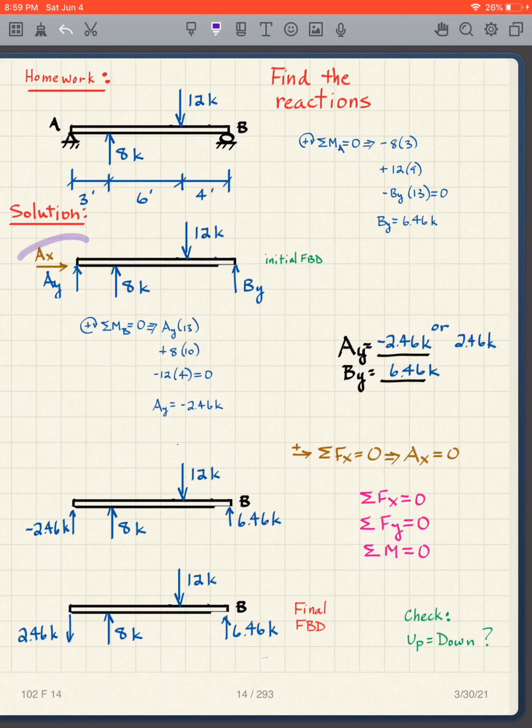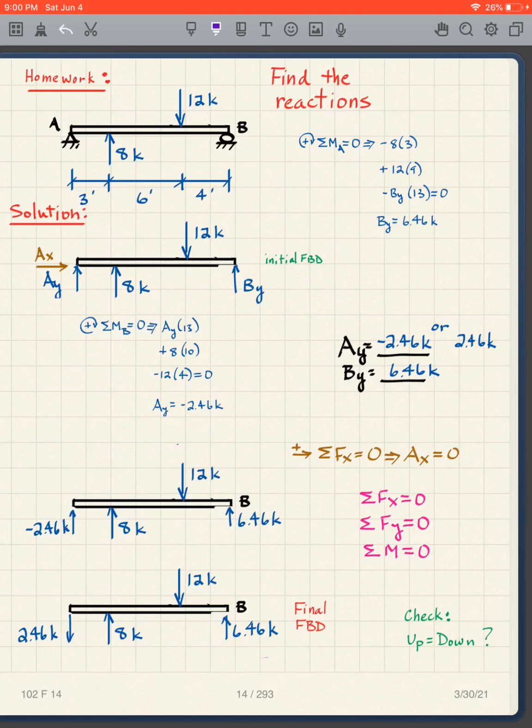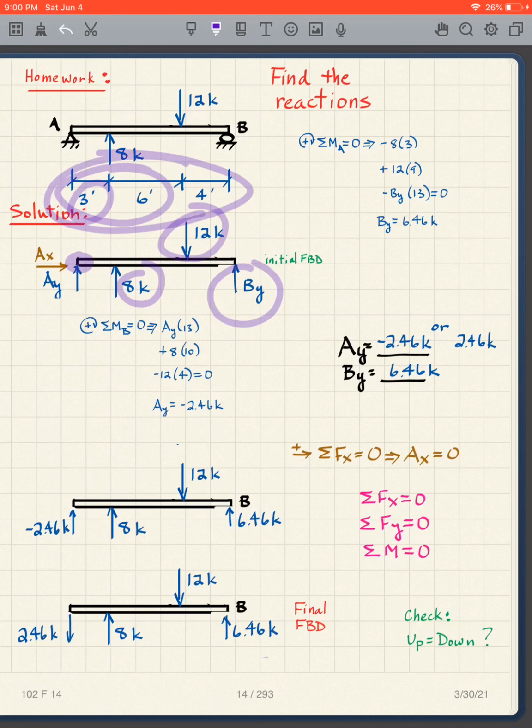We go to our free body diagram to write our equations. That's very important. That's the whole purpose of the free body diagram. So I'm taking moments about A. Well, what do I have? I've got 8 times 3, 12 times 9, BY times 13.